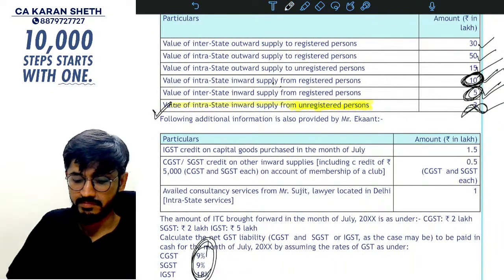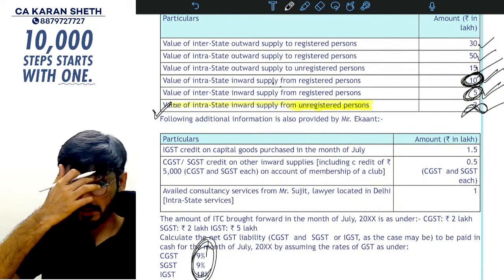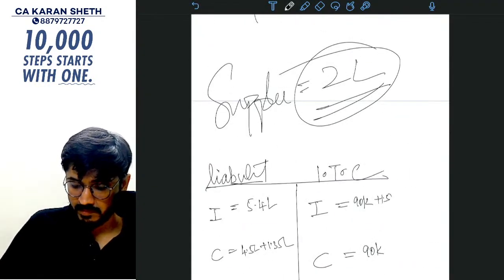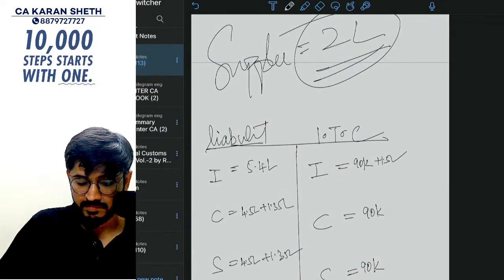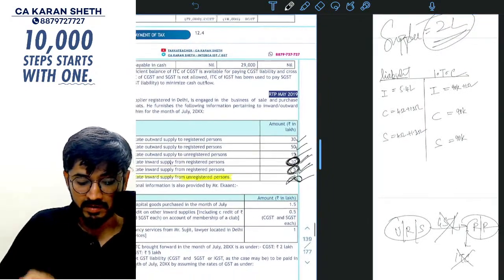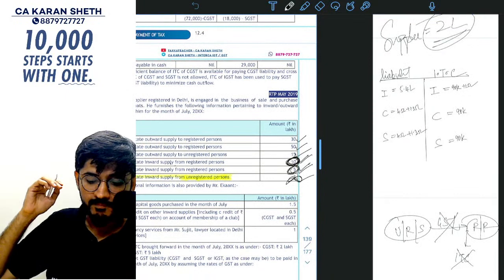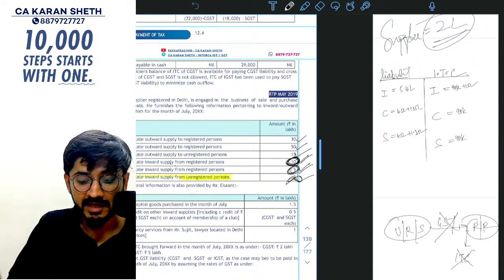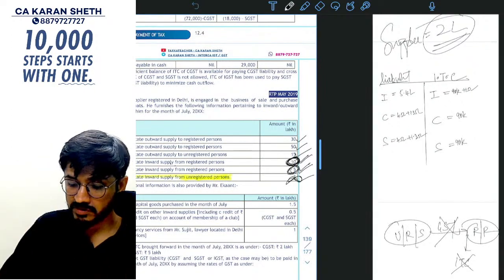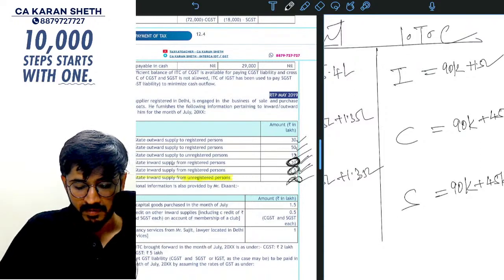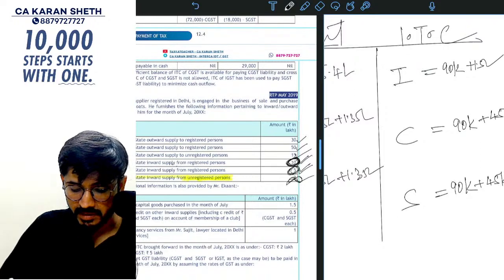Then IGST credit on capital goods purchased in the month, 1.5 lakhs. Add that. What else do we have? CGST, SGST credit, 0.5, that is 50,000. But amongst that, 5,000 is for membership, which we clearly know is disallowed. So 45,000, 45,000. Correct, that is done.